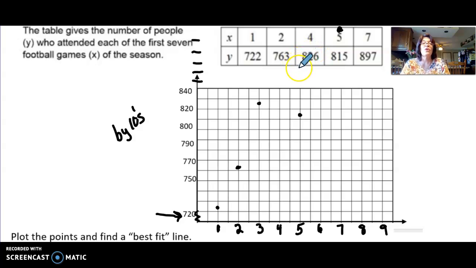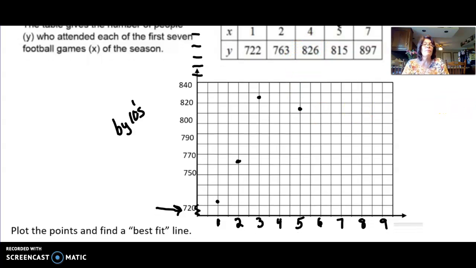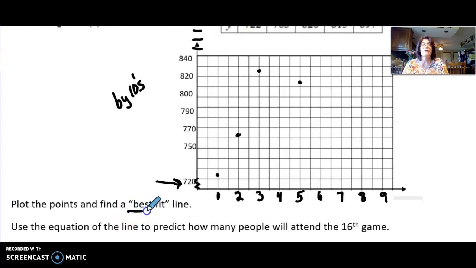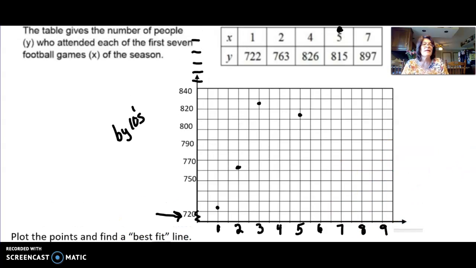So we're going to draw a line of best fit. Notice how I put best fit in quotes. I obviously can't make a straight line that connects these. It'll be all jagged, and I don't want that. I'm going to draw a line that kind of goes through the center of the data.